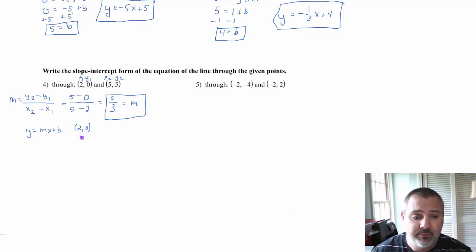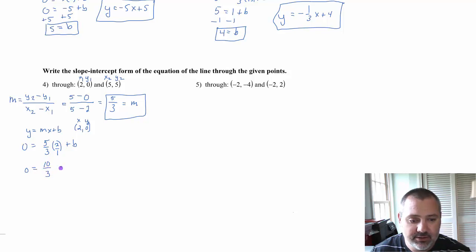And I have my slope here. So here's your x and your y. So plug in 0 for y equals 5/3 times 2 plus b. 0 equals, well, 2 is really 2 over 1. So 5 times 2 is 10 thirds plus b. And if we subtract 10 thirds, we get a b value of negative 10 thirds. Not the best fraction, but it still works.